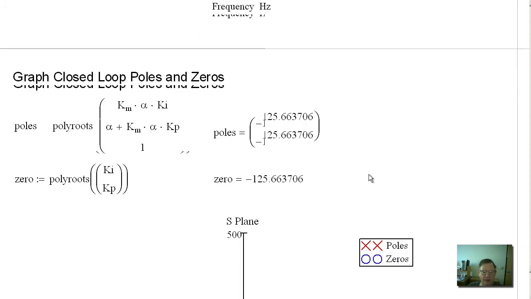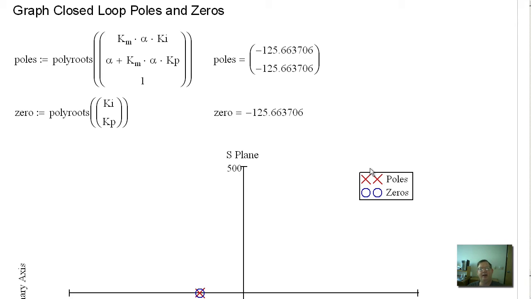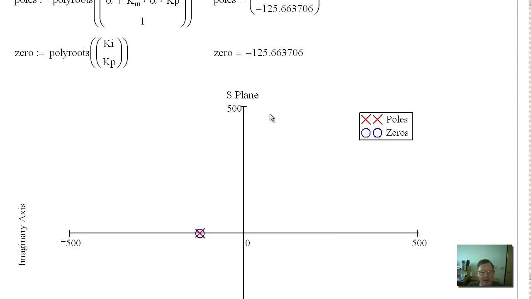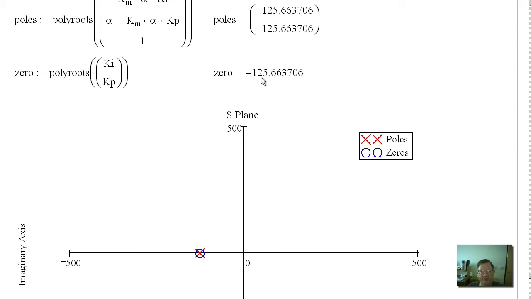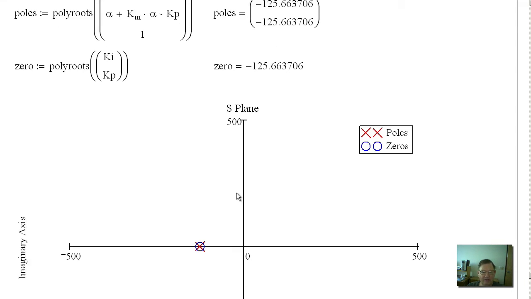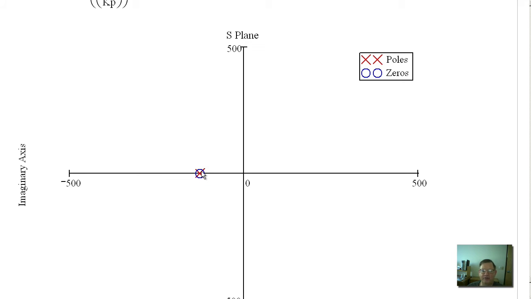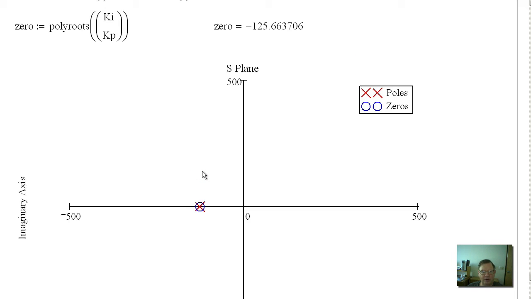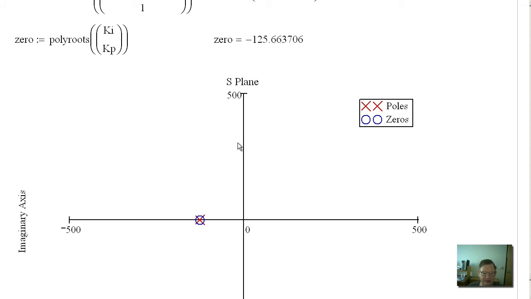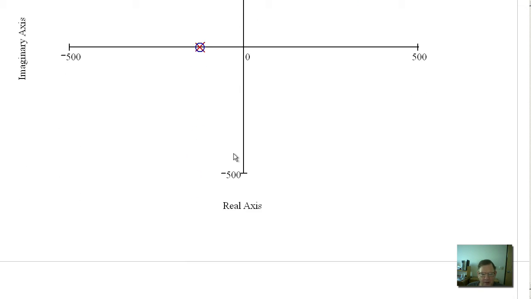Let's look at the pole zero plot. Because I set lambda, the desired closed loop pole, to be the same as the open loop pole, we have two poles now at 20 hertz. And what happens is the direct synthesis puts 1 zero at 20 hertz. So what's happening here is we have two poles and 1 zero at basically 20 hertz, or minus 125.6 radians per second.